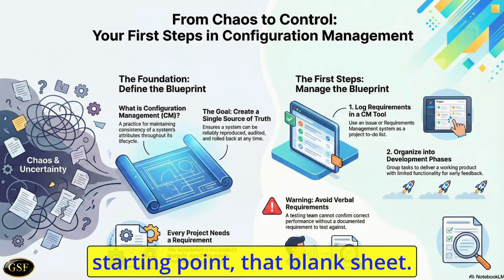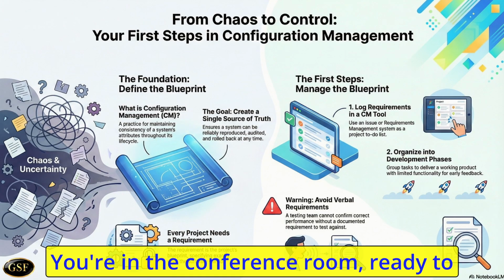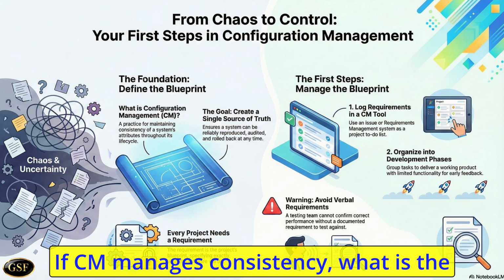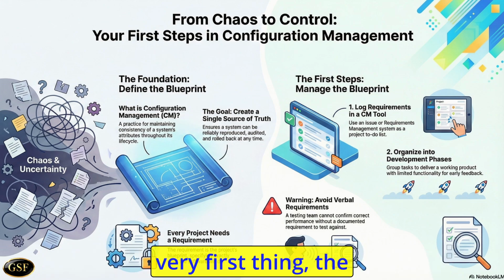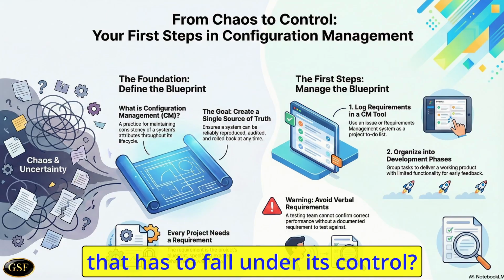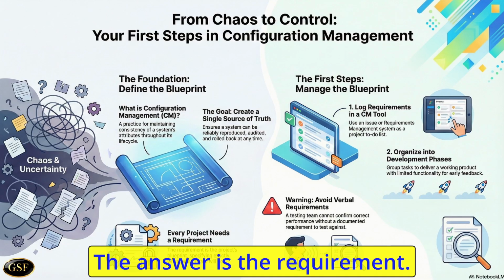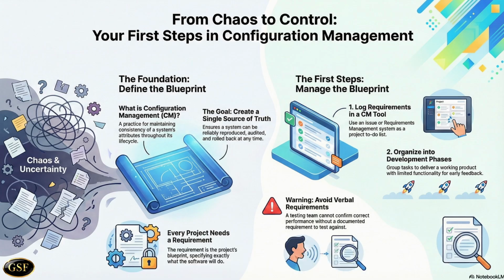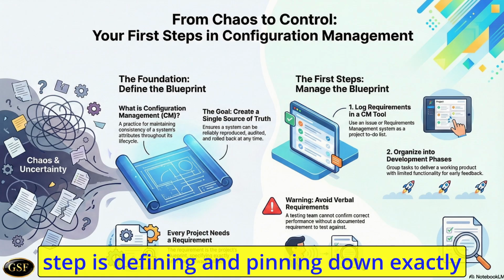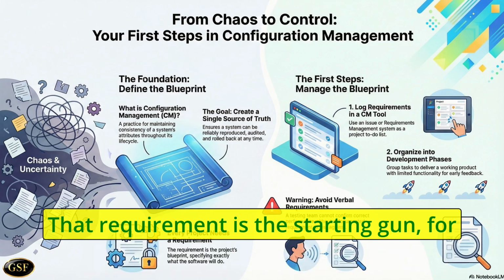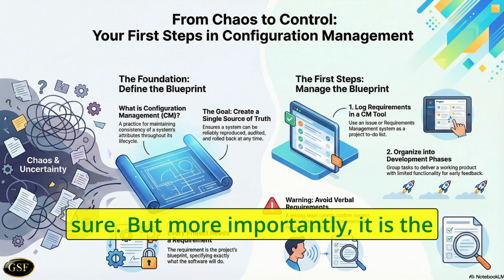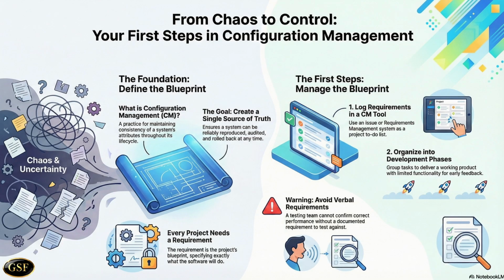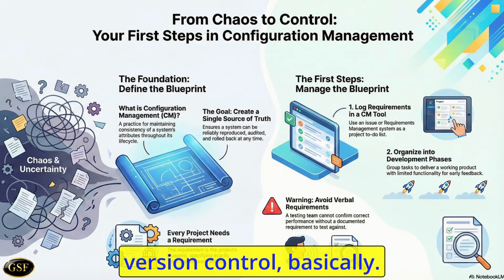Let's go back to that starting point, that blank sheet. You're in the conference room, ready to start the software journey. If CM manages consistency, what is the very first thing, the first piece of information that has to fall under its control? The answer is the requirement. I mean, if you're lucky enough to be involved from the very, very beginning, the first crucial step is defining and pinning down exactly what the software is going to do. That requirement is the starting gun, for sure. But more importantly, it is the first managed artifact in your entire CM system. The first thing you put into version control, basically.